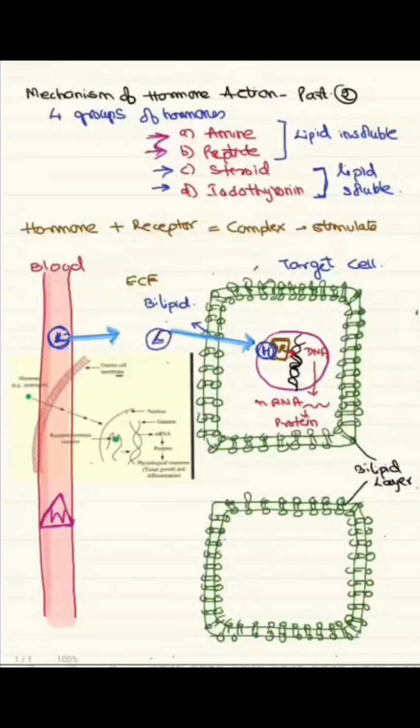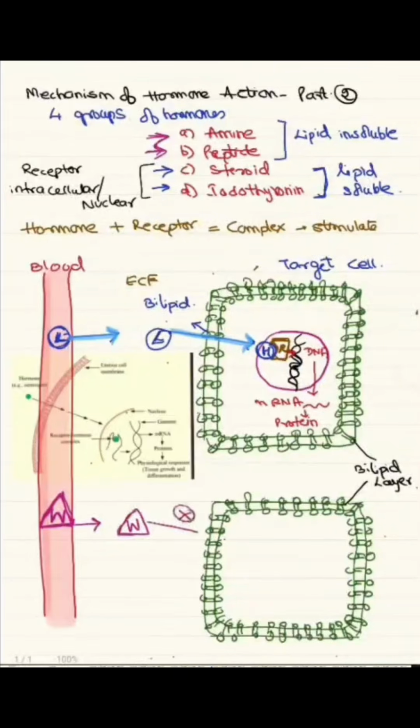This is the diagram from your textbook, and you can see the hormone directly enters into the cell. So, these receptors are called intracellular receptors or nuclear receptors. Let's discuss the water-soluble hormones like the amine and the peptide hormones.